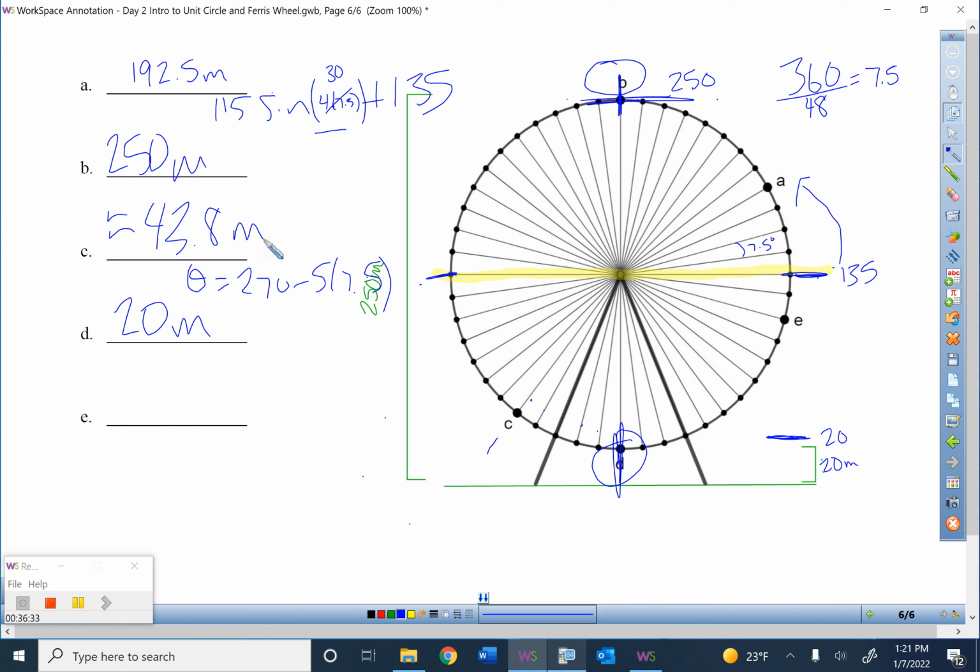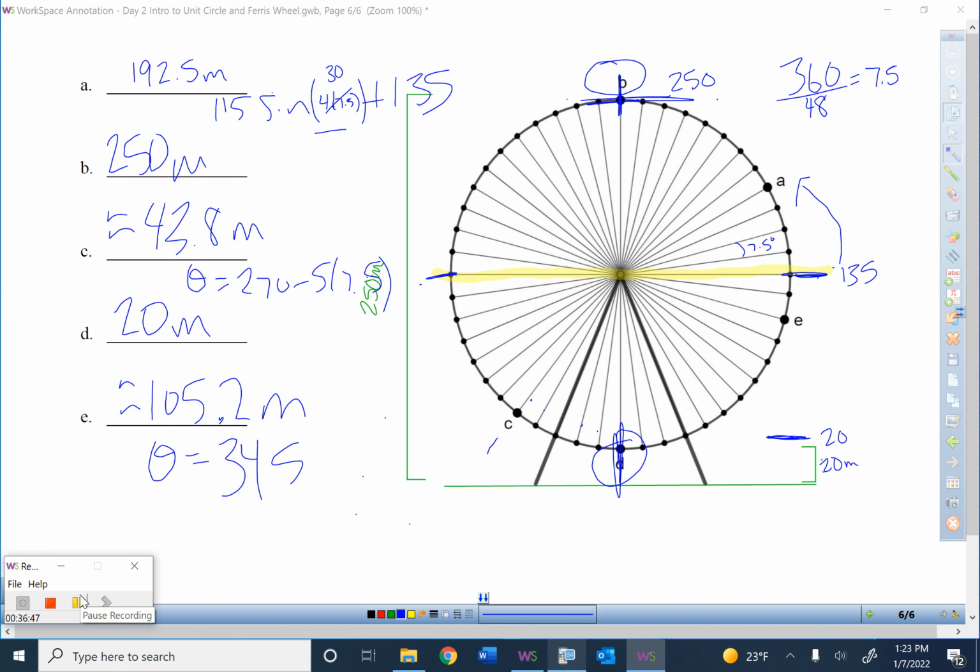Alright, so that one, let's see if it's reasonable. It has to be between 20 and 135 at the bottom. It is, it works out. Alright, that last one is on you. Pause the video, take care of that, and I will flash you the answer here in a bit. Alright, last one here, angle was 345 because we're taking 360 minus 15. That's 7.5 twice. And then our number, 105.2, seems reasonable because it's lower than that 135.